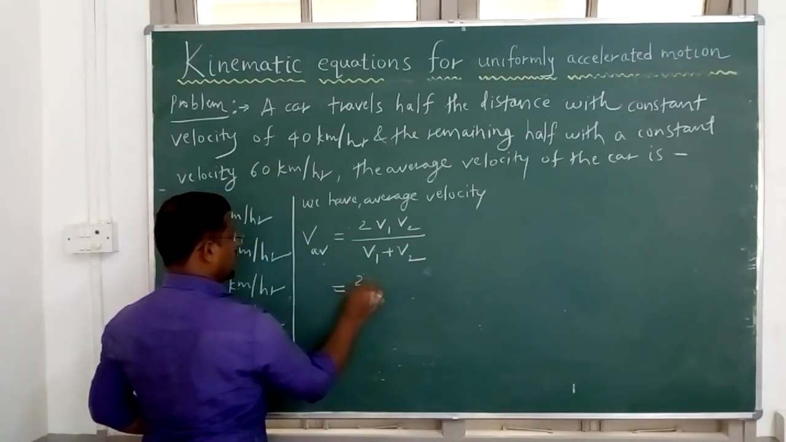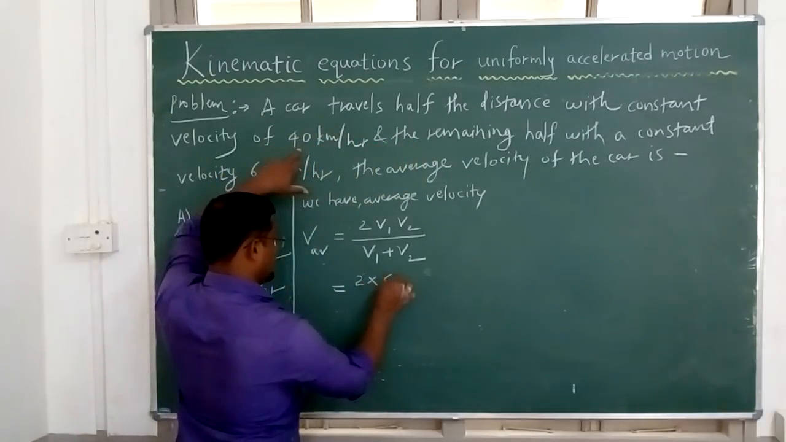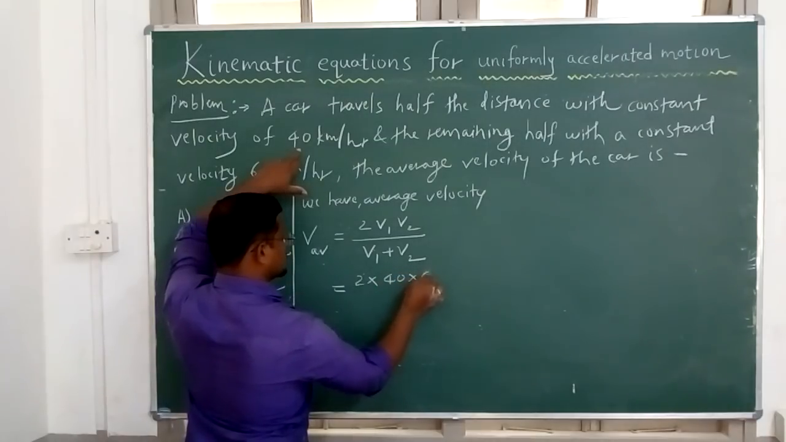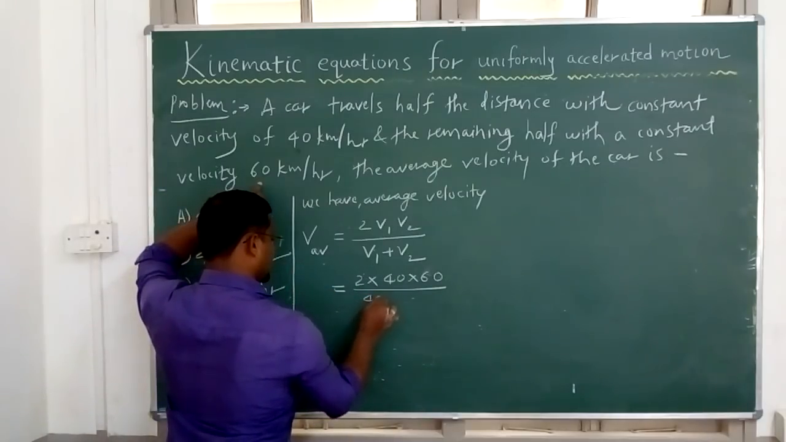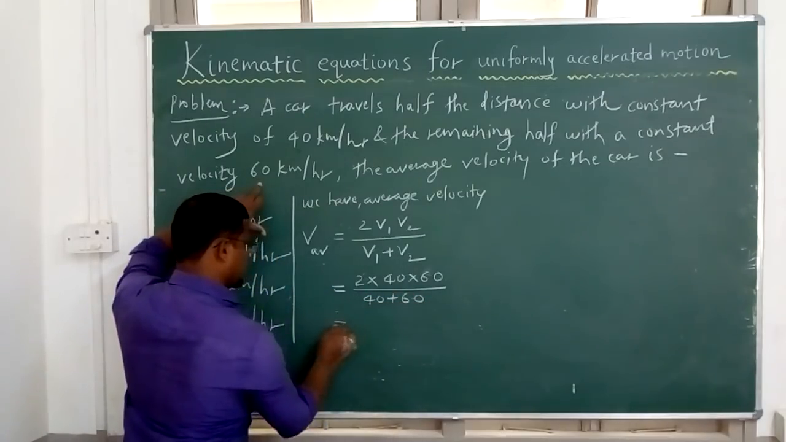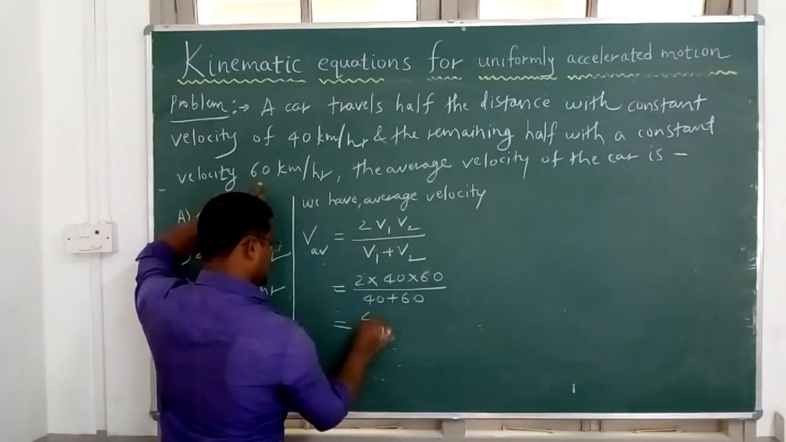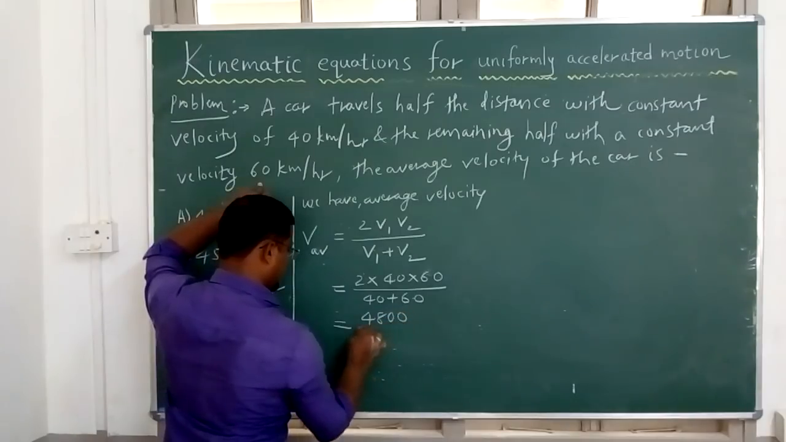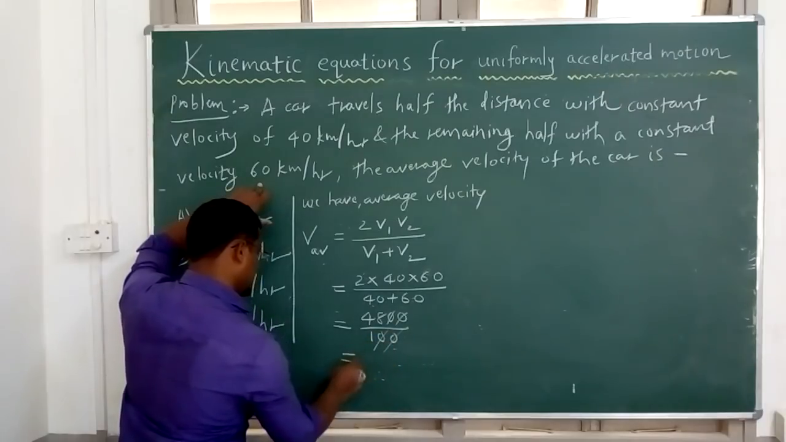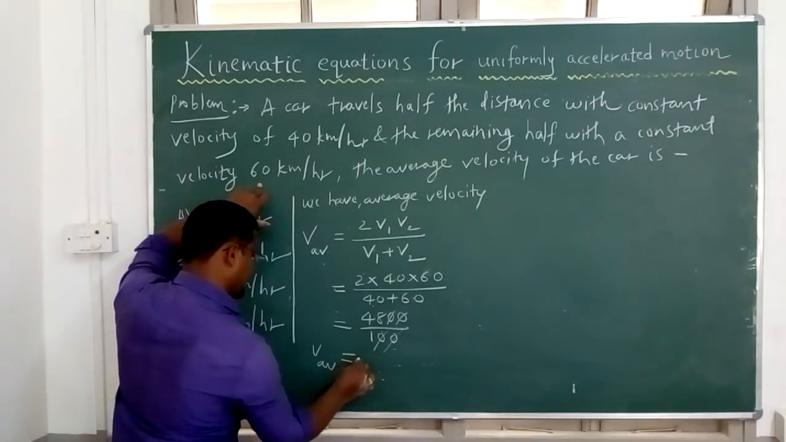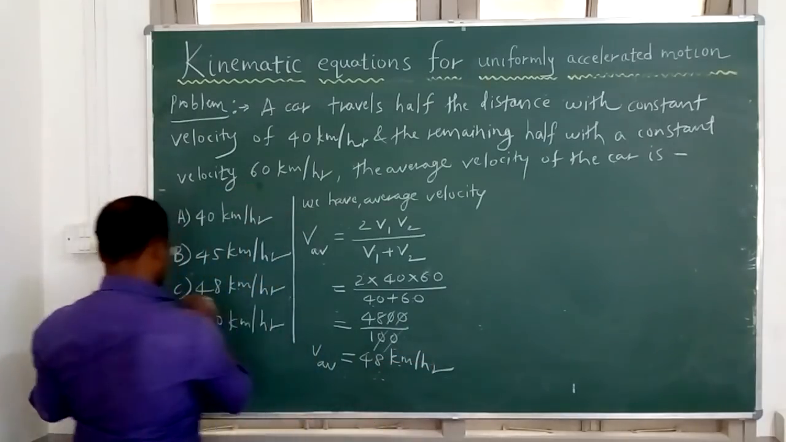So what is 2, as it is. What is v1 here? v1 initial velocity 40, multiplied by next velocity 60, because the next velocity is given as 60, divided by 40 plus 60. So this side the answer: 40 into 60 means 2400. This into 2 means it is 4800. That 40 plus 60 means what? 100. The zeros cancel, and my answer for V average velocity is equal to 48 km/h. So this is my correct answer.